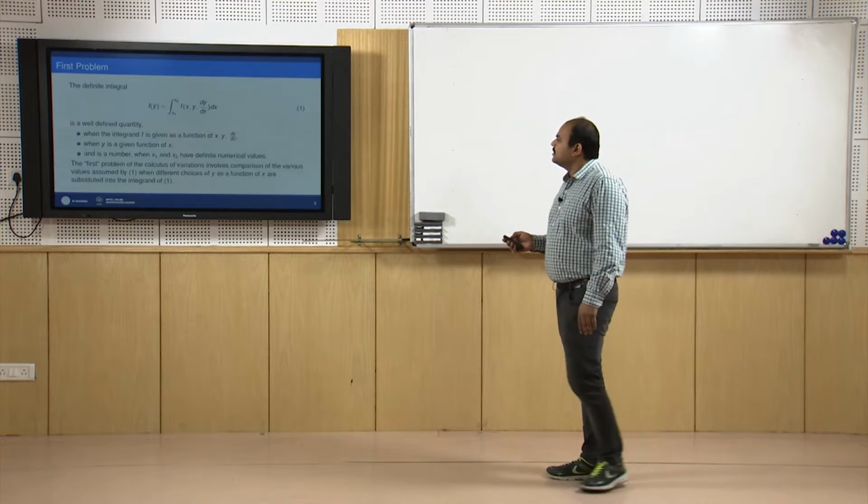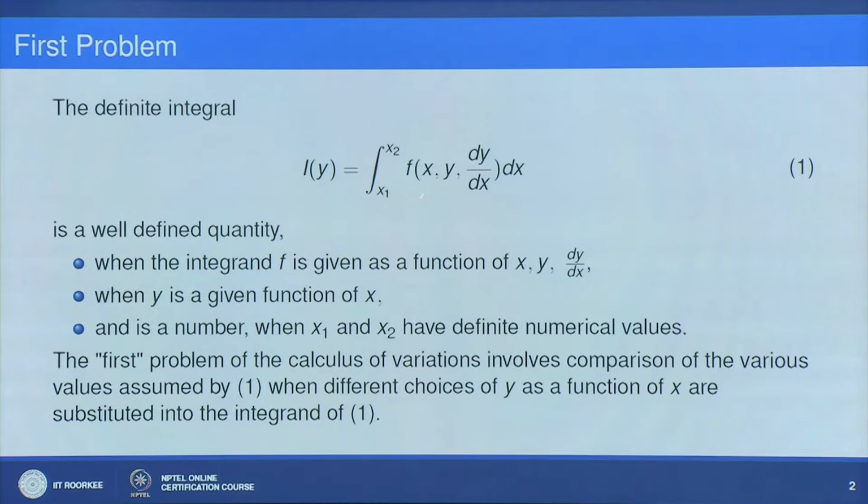To start with, let us consider this definite integral, I(y), from x1 to x2 of f(x, y, dy/dx) with respect to dx. And we know that this is a well defined quantity provided that this integrand f is a given function of x, y and dy/dx, and here y is a given function of x. This will give you a number provided x1 and x2 have definite numerical values.